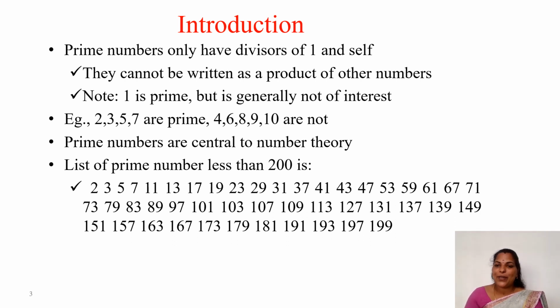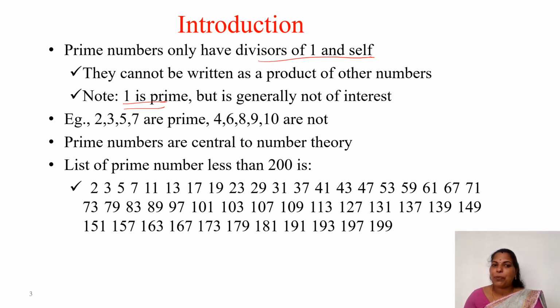Prime numbers we are all aware of from school days, even in 4th, 5th standard we studied prime numbers. Prime numbers only have divisors of 1 and itself, so they cannot be written as a product of other numbers. That is a prime number. Here 1 is a prime only, but we are not considering 1 as a prime number. That is not of interest. We are just saying that it has divisors of 1 and itself.